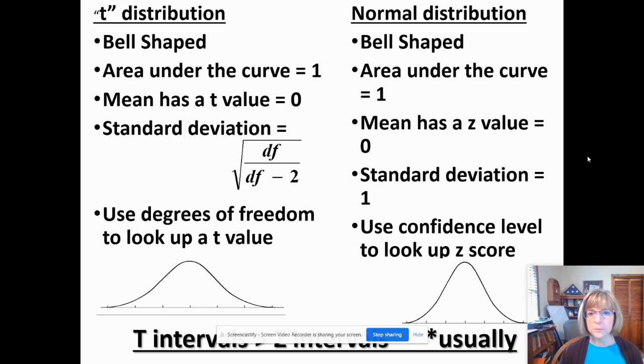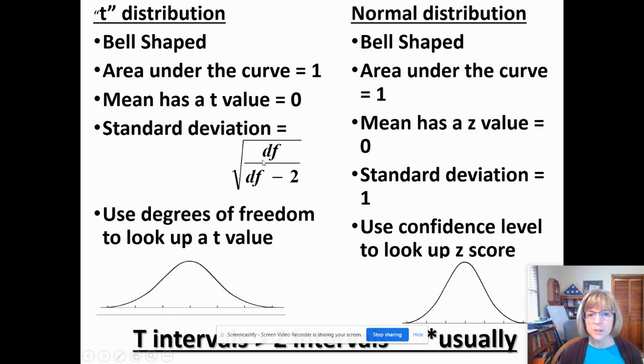T-distributions are similar to normal distributions. They're both bell-shaped. The area under the curve is 1 in each case, and the mean, that tallest point, has a value at 0. It's just in the t-distribution, it's a t value at 0, and over here in the z-distribution, it has a z value of 0. Our standard deviations are different. Standard deviation under a normal distribution has a value of 1, but standard deviation in a t-distribution varies.